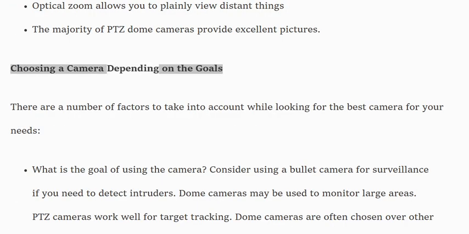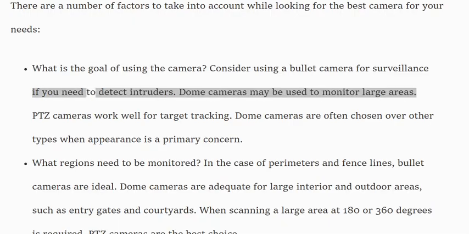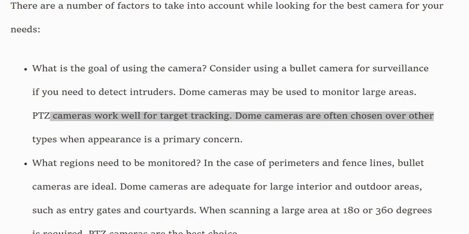Choosing a camera depending on the goals. There are a number of factors to take into account while looking for the best camera for your needs. What is the goal of using the camera? Consider using a bullet camera for surveillance if you need to detect intruders. Dome cameras may be used to monitor large areas. PTZ cameras work well for target tracking. Dome cameras are often chosen over other types when appearance is a primary concern.